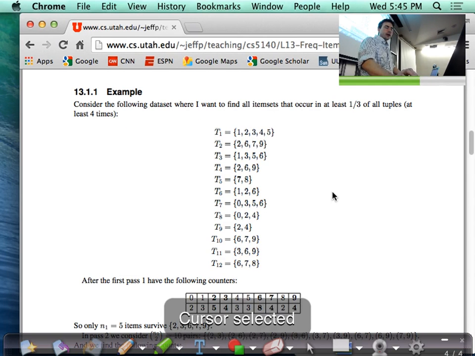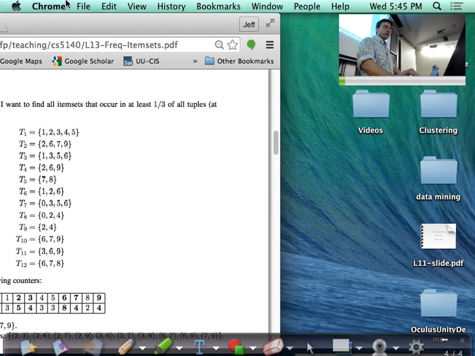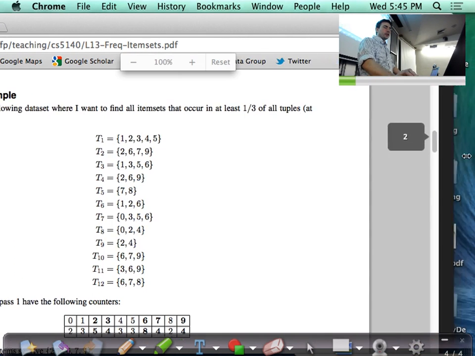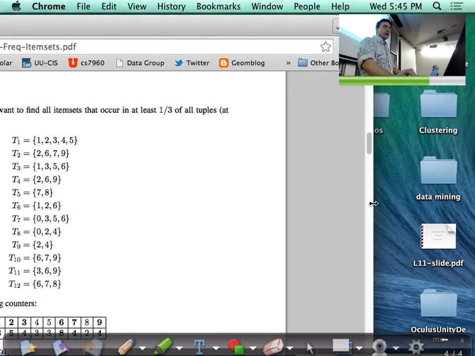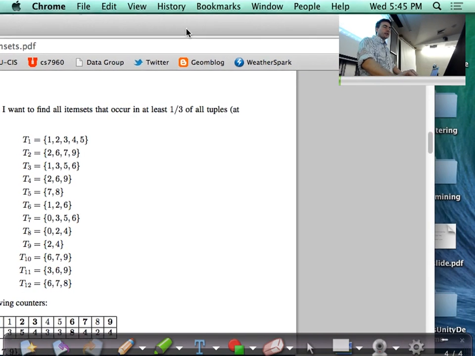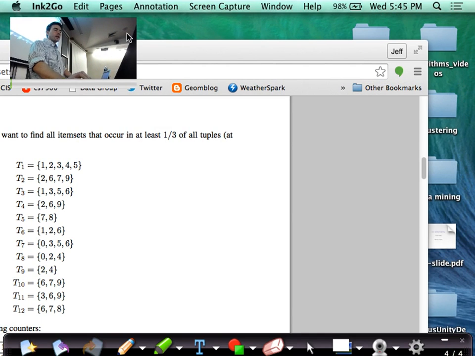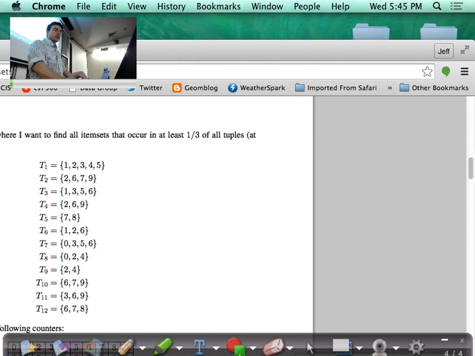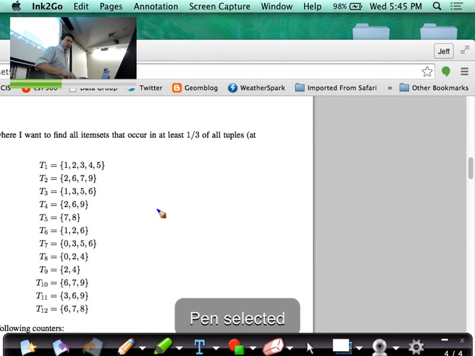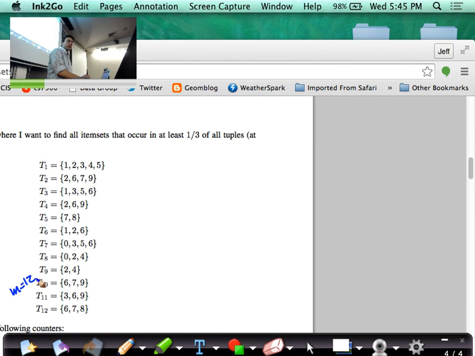Okay, so let's look at this example here. Let's go through this example. As you can see, there are these 12 baskets here. So in this example, we have m equals 12. And these sets range from 0 to 9, so n is going to equal 10. Usually I start counting from 1, but in this example, I start counting from 0 for whatever reason.